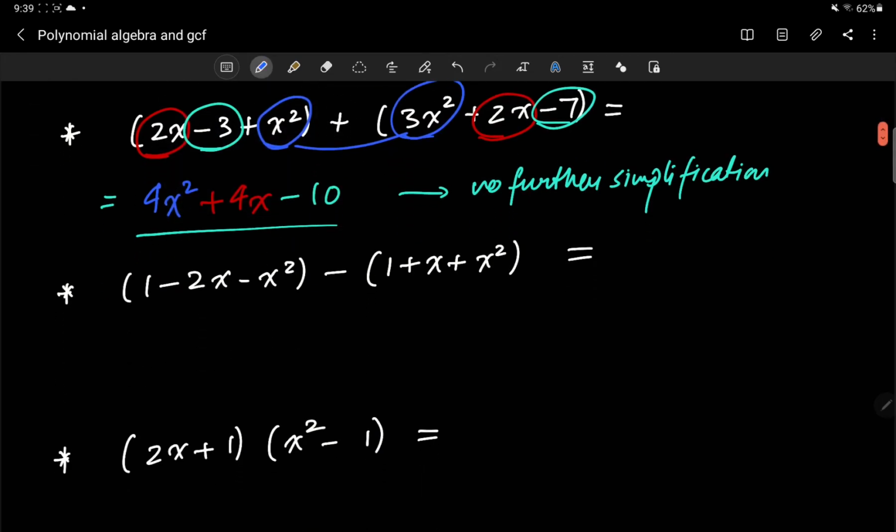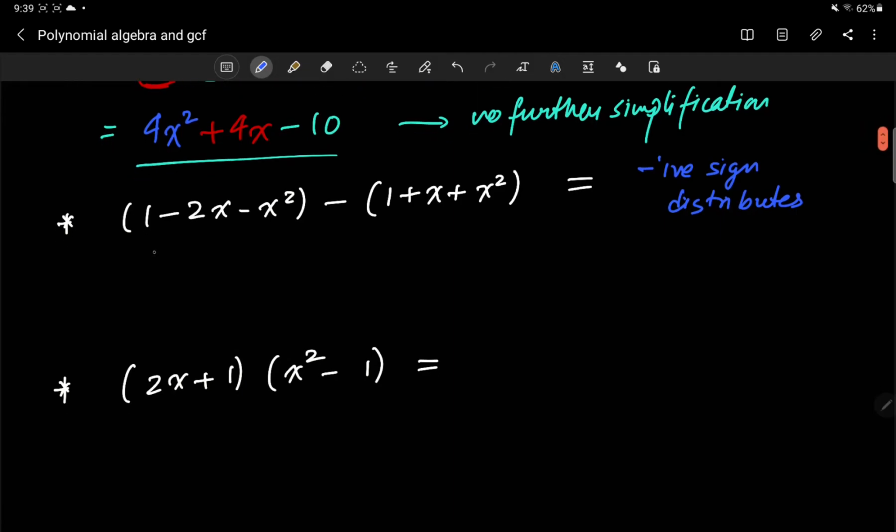When subtracting polynomials, the only difference is that the negative sign has to distribute. So you need to make sure that you do that distribution. Yeah. So when you distribute this negative sign, that's going to be 1 minus 2x minus x squared minus 1 minus x squared. And now we can go ahead and combine the like terms.